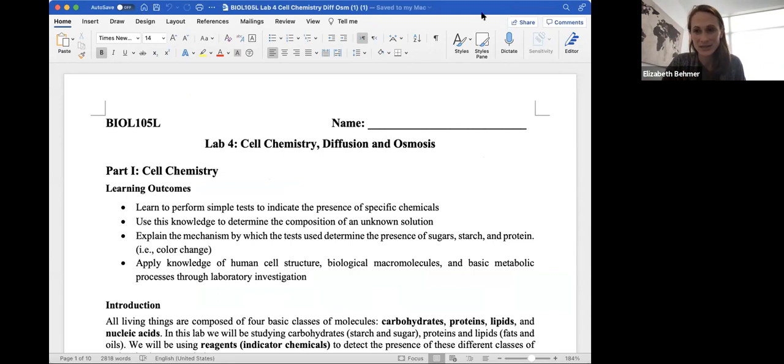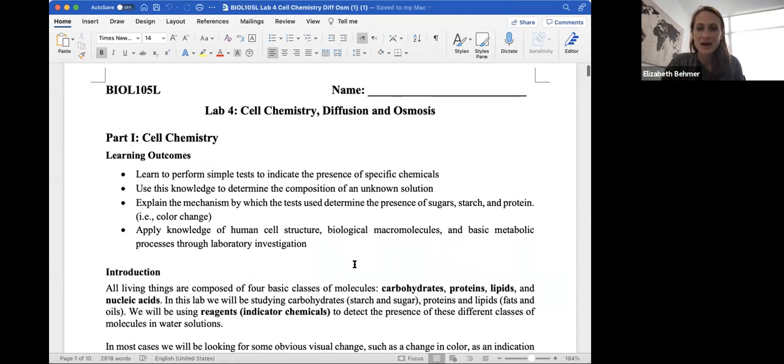This is a really interesting lab to look at the different tests that you can perform to detect the presence of specific chemicals in a solution. You will be performing different tests using different indicators. You'll explain the mechanisms by which the tests are used to determine the presence of sugar, starch, and protein. So you'll be performing different tests to determine if a solution has sugar in it, if it has starch in it, and if it has protein in it. And then you'll apply this knowledge to different structures.